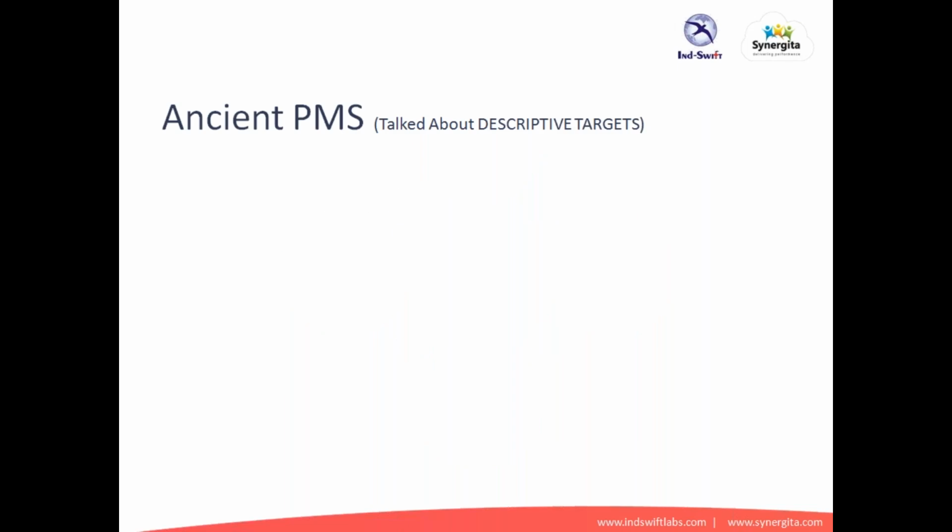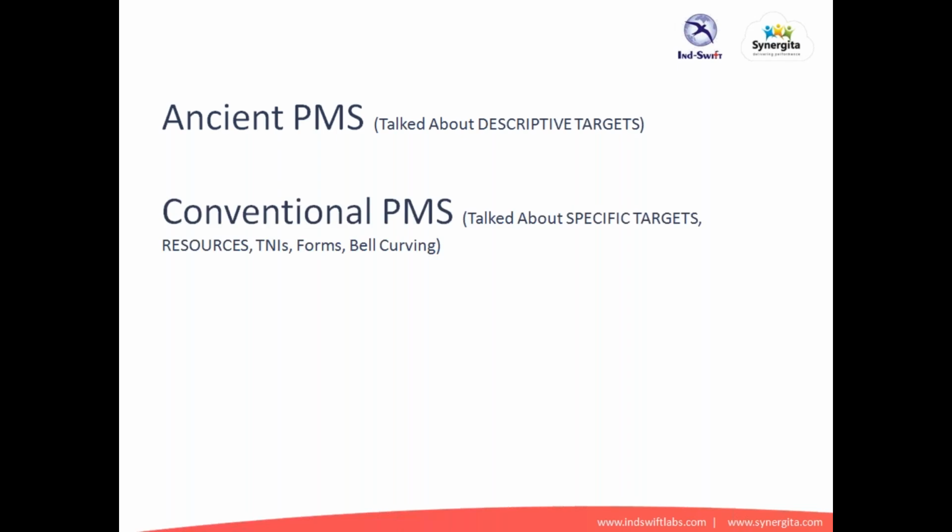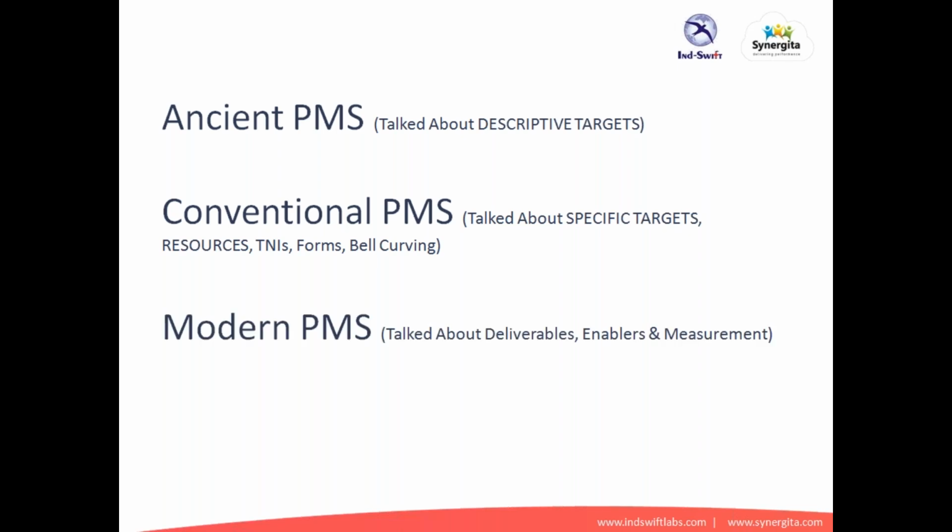Performance management systems have evolved a lot over the last few years. Ancient performance management systems were the ones that talked about descriptive targets. It is the same as the conventional concept, where the targets were very descriptive. Employees had to write whatever they felt about their performance. It became a conventional performance management system when you introduced specific targets, resources, TNIs, forms, bell curving. It then moved towards the modern performance management system where you introduced deliverables, enablers, and measurement tools on your performance management system.